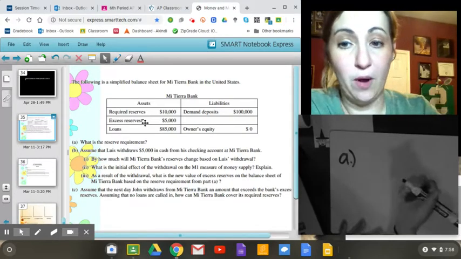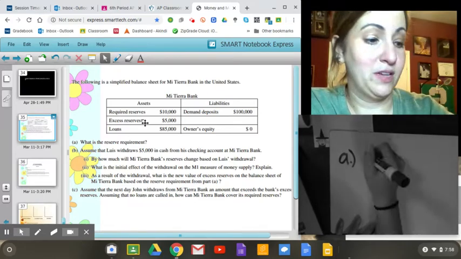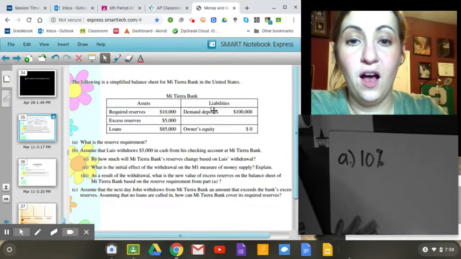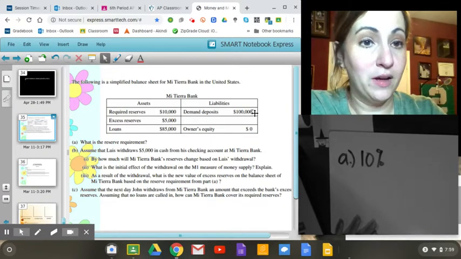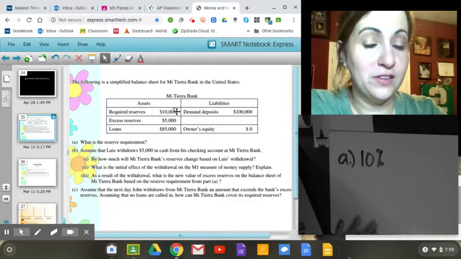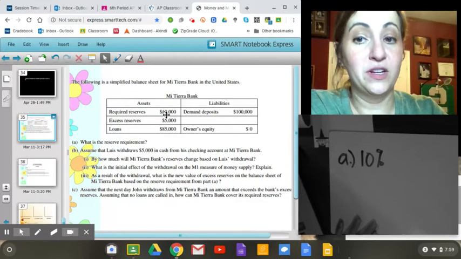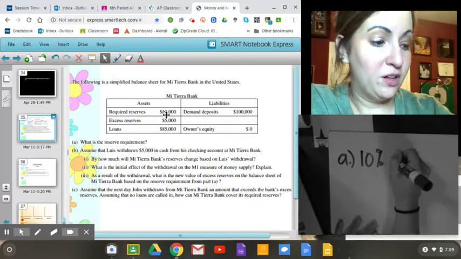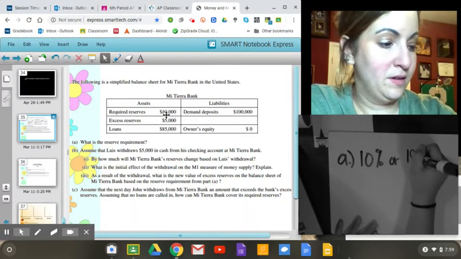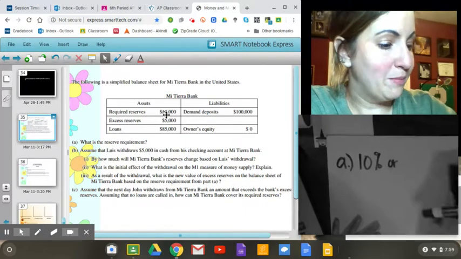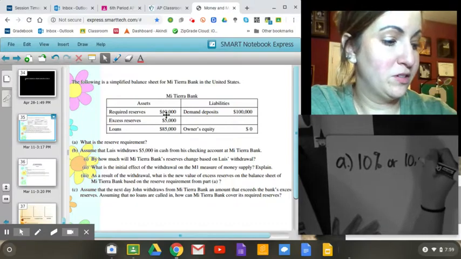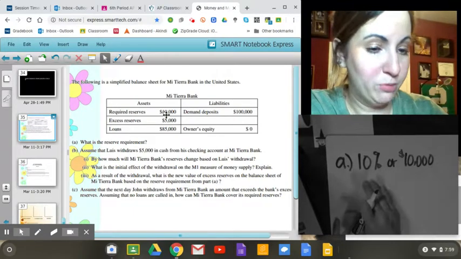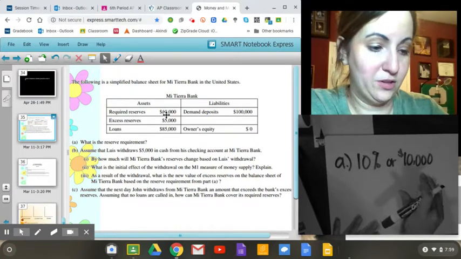The reserve requirement in this case is 10%. Because if you see, we have $100,000 in demand deposits, and of that $100,000, $10,000 of it is in required reserves. That's 10%. So I would write 10% or I would write $10,000. That's what I would write. Like I would literally write that as my answer, 10% or $10,000.